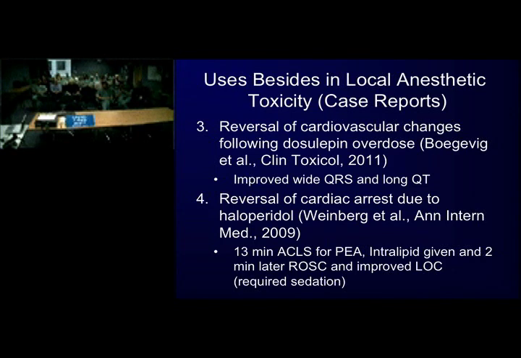Another case report here was haloperidol, the antipsychotic. This was a patient who had 13 minutes of ACLS protocol for pulseless electrical activity. Intralipid was given, and 2 minutes later there was a spontaneous return of circulation and improved level of consciousness. This patient, who was obtunded during the resuscitation, was then combative, and after the resuscitation required sedation.